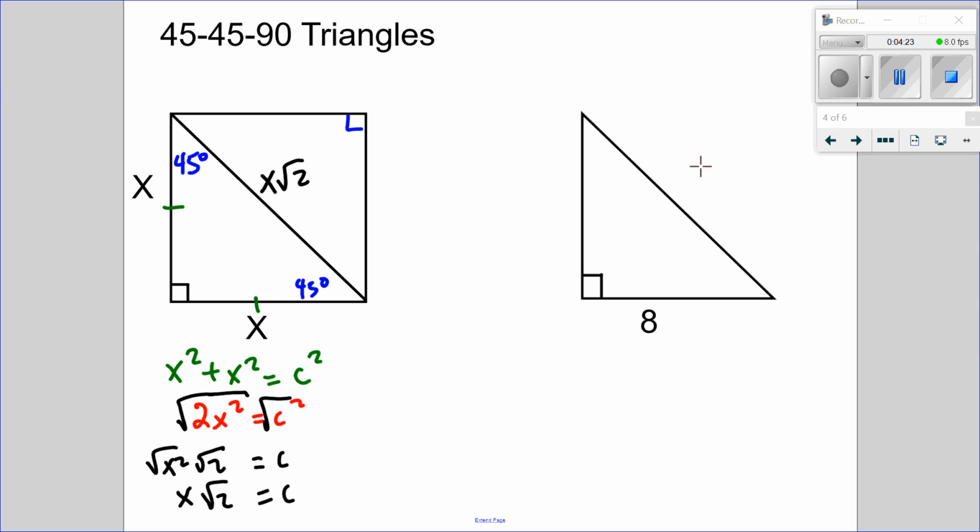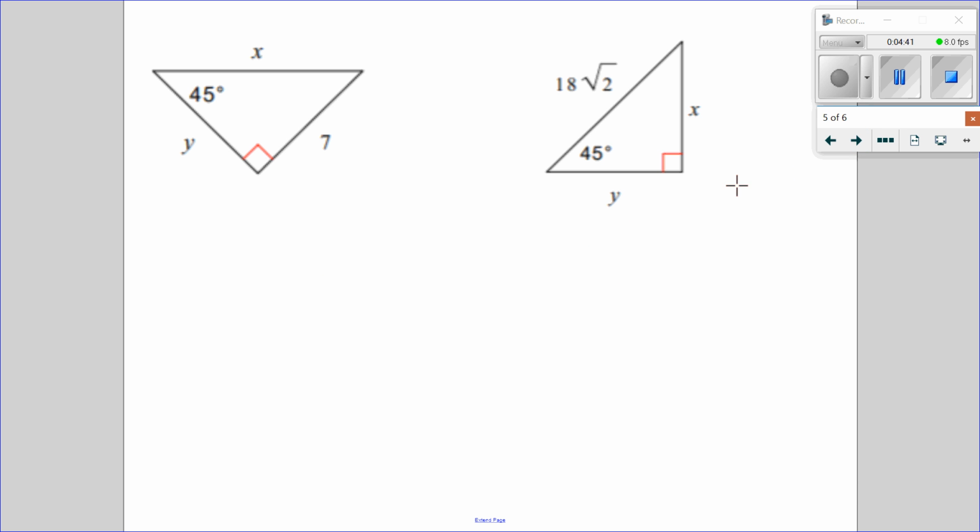X root 2. Not 1, 2, 3 this time. This length is then 8, and then this length is 8 root 2. And I'm done. Didn't use any Pythagorean theorem. They would have to give me this as 45. But no SOHCAHTOA, anything like that. 8 root 2. Here's two that we'd like you to try: if given a leg, can you find the other leg and hypotenuse? And if we give you the hypotenuse, find the other legs.